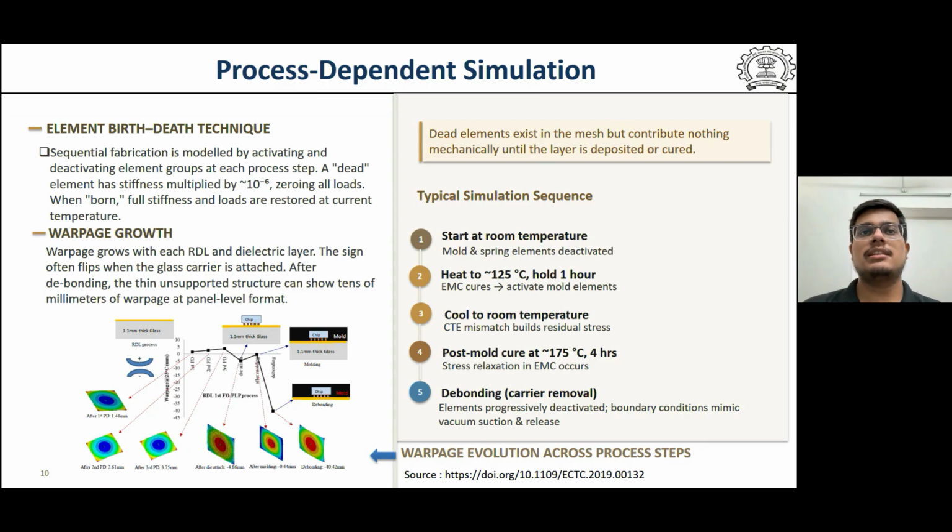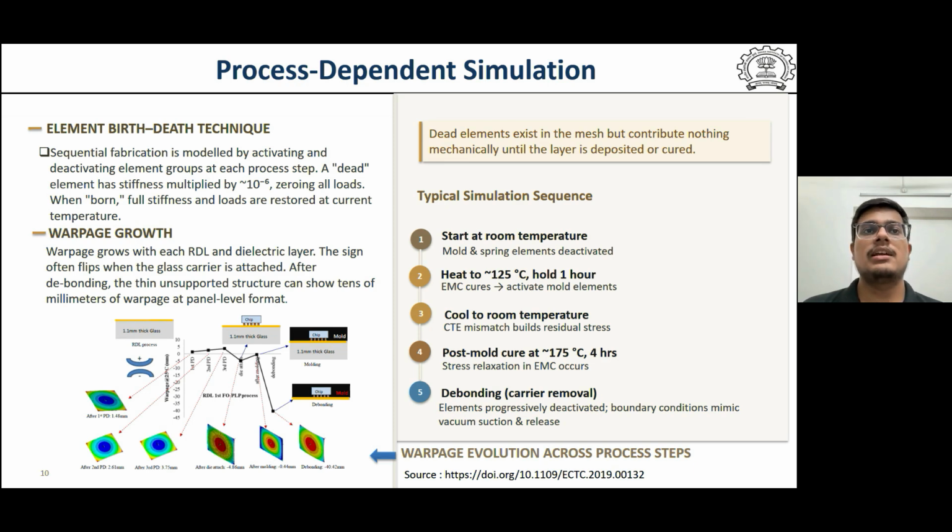This slide explains the element birth and death technique. Since layers are added sequentially in real manufacturing, the simulation also activates elements step by step. Initially, a dead element is given extremely low stiffness and it carries no load. Once that layer is deposited and cured, the element is born, meaning its stiffness and loads are restored to its current temperature.